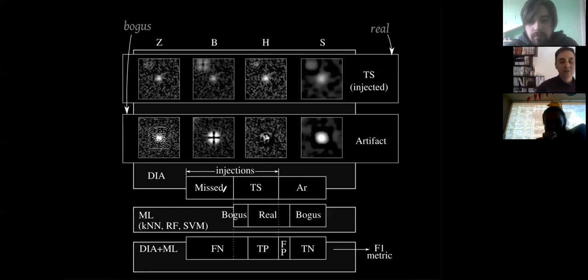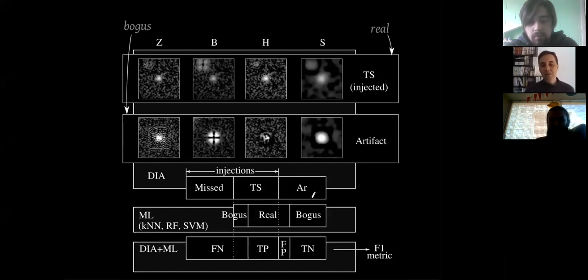Okay? So after the machine learning, the KNN, the random forest, or the support vector machine, we have real detections and the so-called bogus detections, which are detections from the machine learning which are not actually transient events, which in this case are injected. So from the combination of the difference image analysis and the machine learning, we also have a new classification where we have distinguished between false negatives, true positives, false positives, and true negatives.